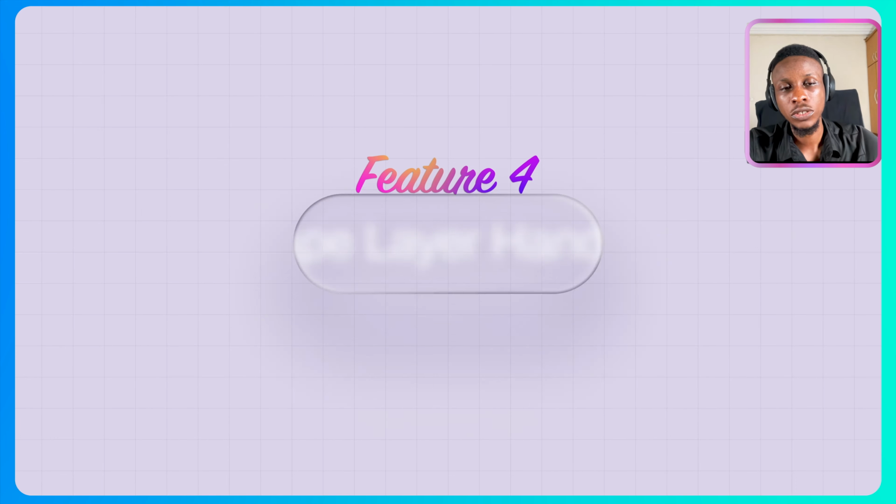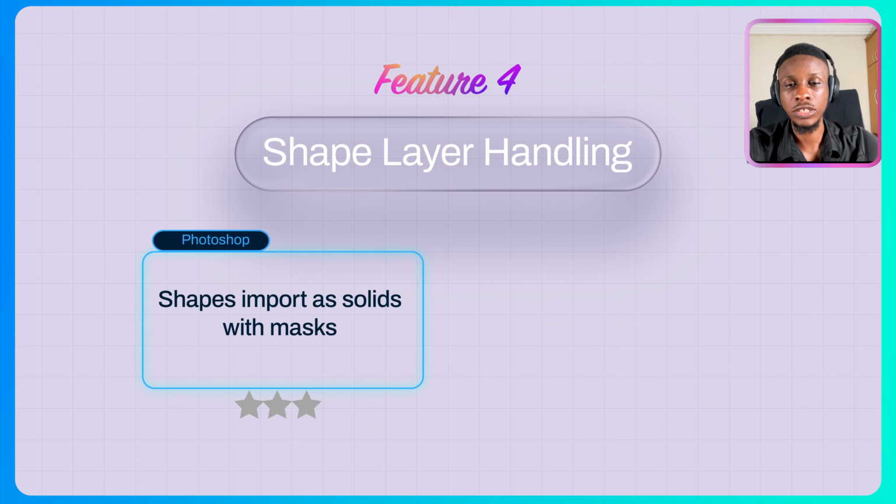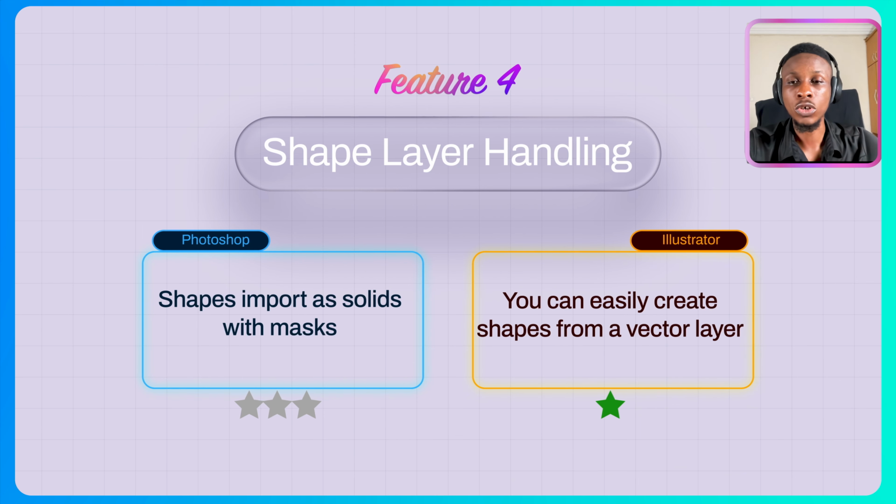The next feature, shape layer handling. In Photoshop, shape layers come in as solids with masks, while in Illustrator, you can easily create shapes from vector layers.